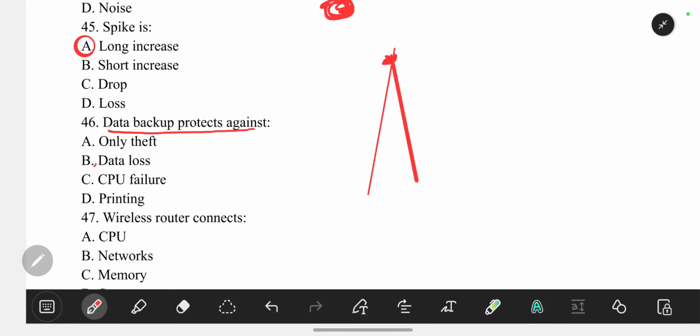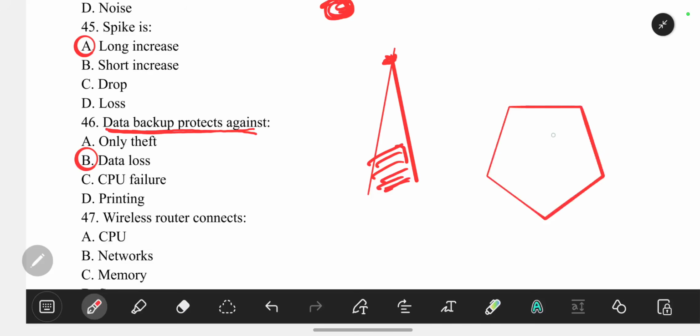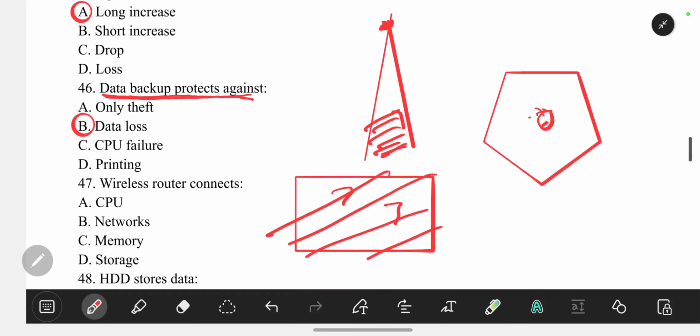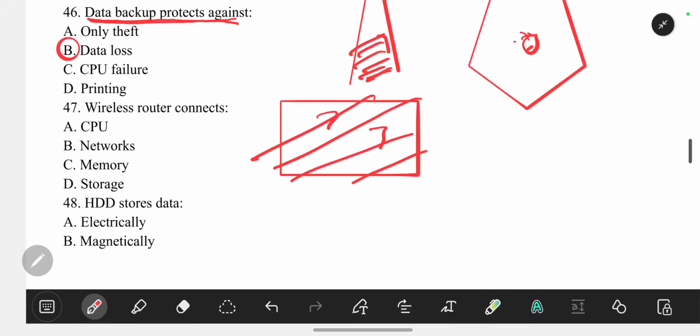Data backup protects against data loss. So to prevent data loss, there should be a data backup. If you are backing up data, it means you are keeping it in something separate, so that in case the place where you put the data gets destroyed, you can still retrieve your data. So that is data backup. It protects from data loss.